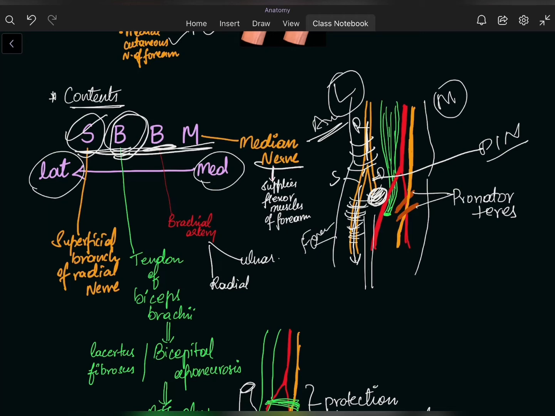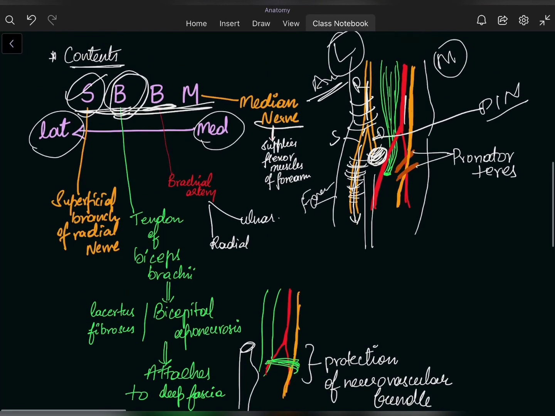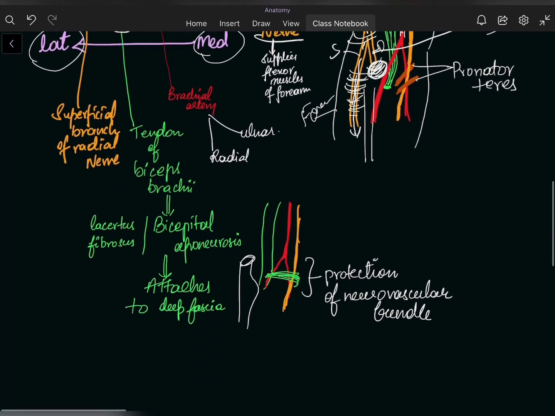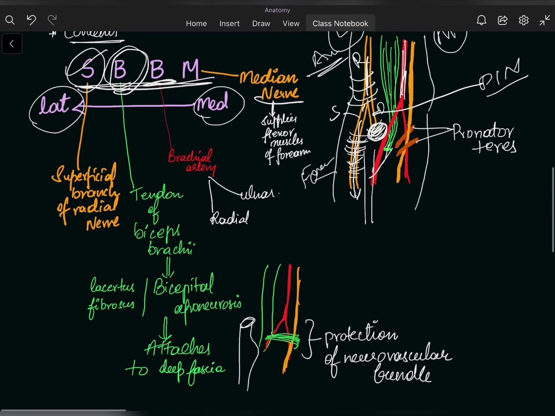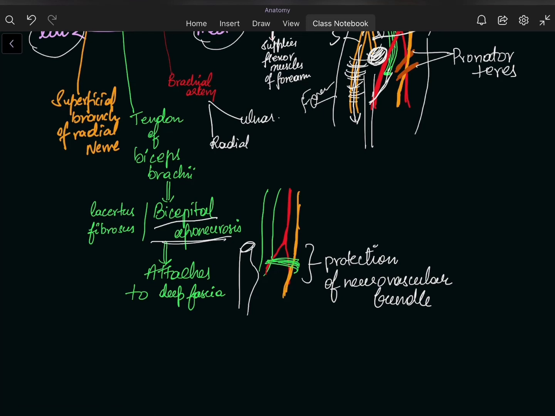Now the tendon of biceps brachii, if you see, passes lateral to the brachial artery. I have said that it gets inserted to the radial tuberosity. After getting inserted to the radial tuberosity, it also gives the bicipital aponeurosis. What is the bicipital aponeurosis? It is a modification of the deep fascia. This is the biceps brachii tendon, and it gets inserted to the radial tuberosity.